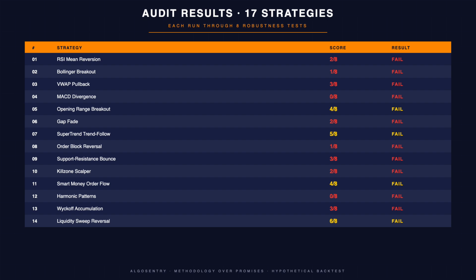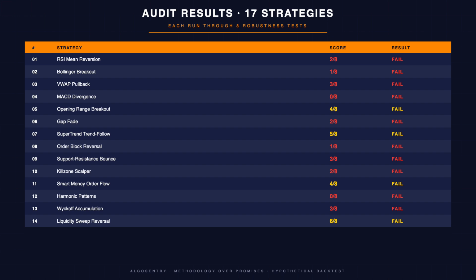Strategy 6. Gap fade. 2 out of 8. Strategy 7. Supertrend, trend follow. 5 out of 8. Still rejected. Strategy 8. Order block reversal. 1 out of 8. Strategy 9. Support resistance bounce. 3 out of 8. Strategy 10. Kill zone based scalper. 2 out of 8.